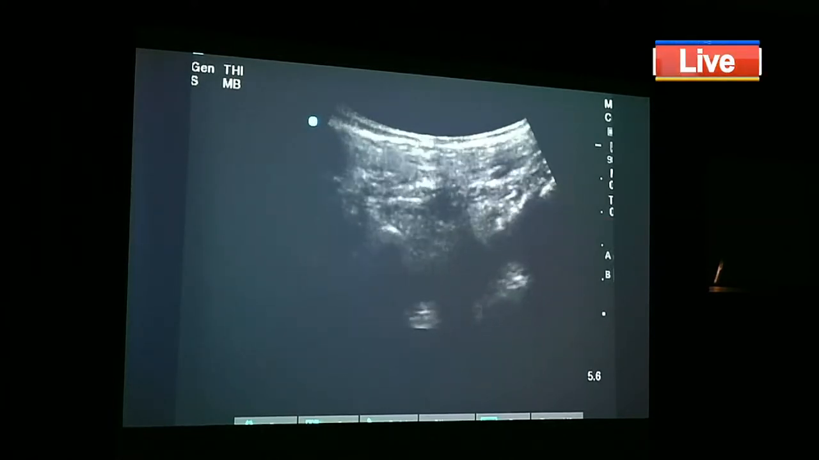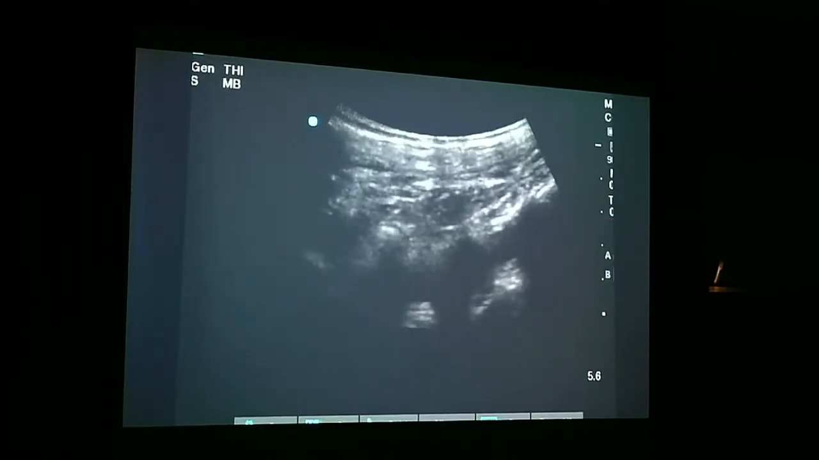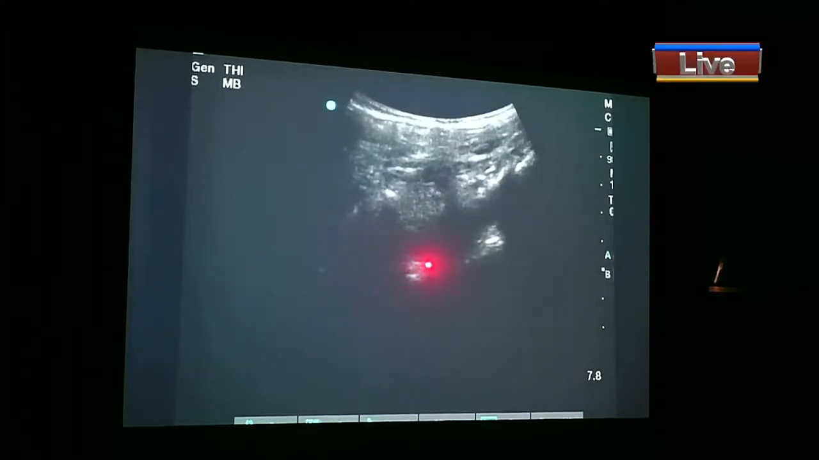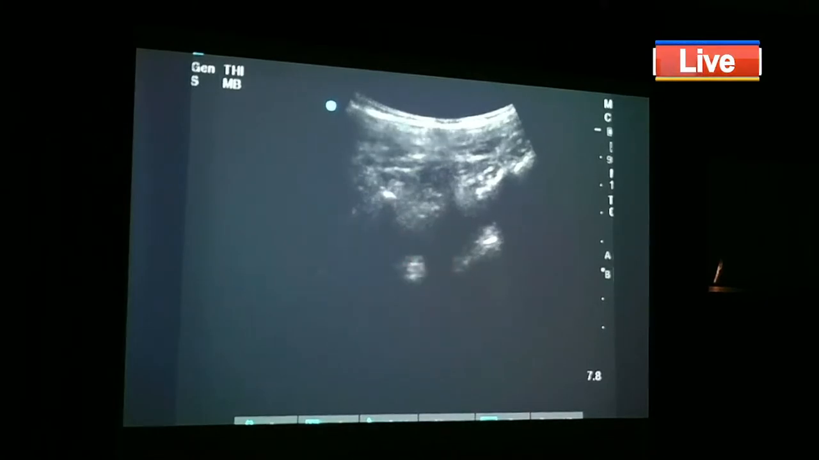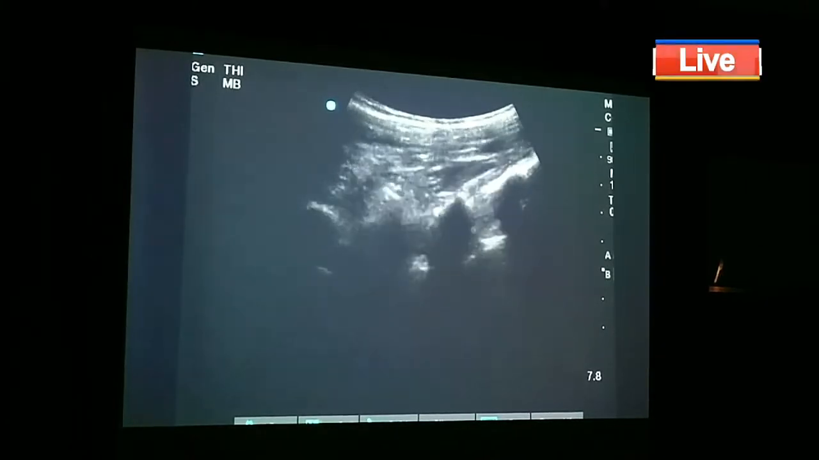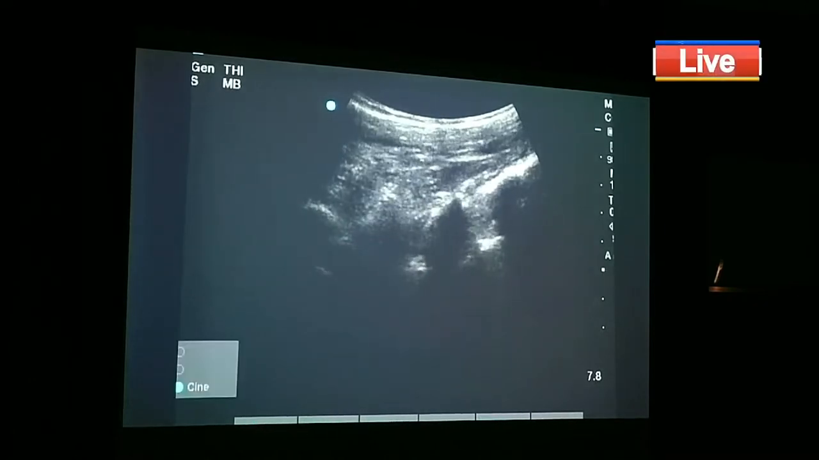So for example, now you can see my rays are passing through this depth. You can see? So I will freeze my thing here. Just a second, I'll just freeze it. Okay. So these are from the interlaminar window, this is passing. Now if I have to put my needle for spinal, I will easily put from here, I will go and I'll reach here.